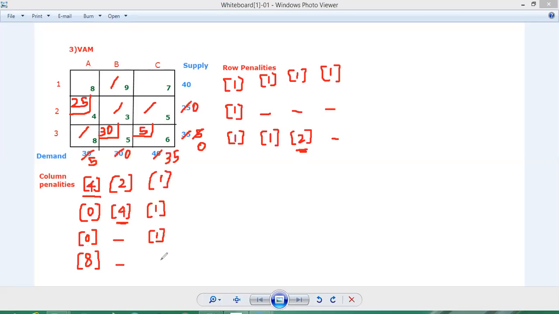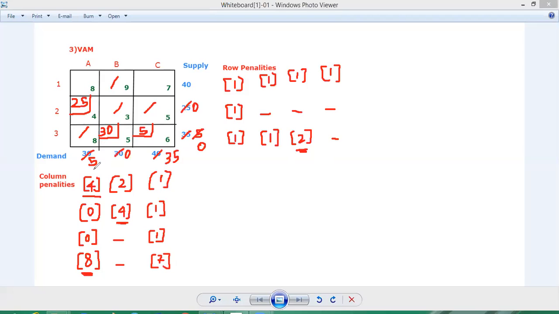Here no penalty, we don't have to compute. Even in the third column, it is the same thing. There is only one value. To compute a penalty we need two values. There is only one value, so take that cost as the penalty. Now among these three, this 8 is the maximum penalty. So allocate resources to this particular cell, because when you look into this column we have only one cell.